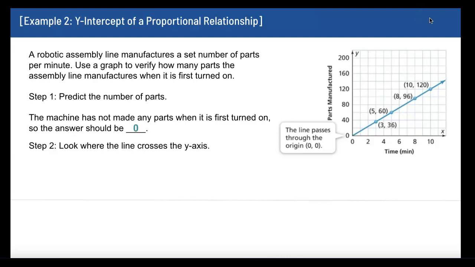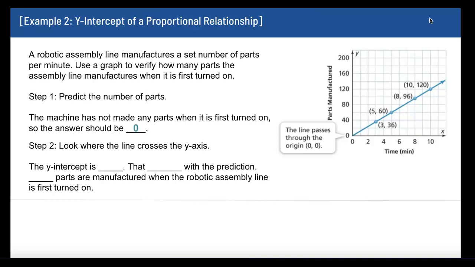Now we take a look at our graph and see where it crosses the y-axis. Because the y-axis is going to represent 0 minutes, it will show how many are made when it is first turned on. We see from the bubble and from the pointing arrow that the y-intercept does look like it's at 0. That agrees with the prediction we made, and 0 parts are manufactured when the robotic assembly line is first turned on. So our answer makes sense.